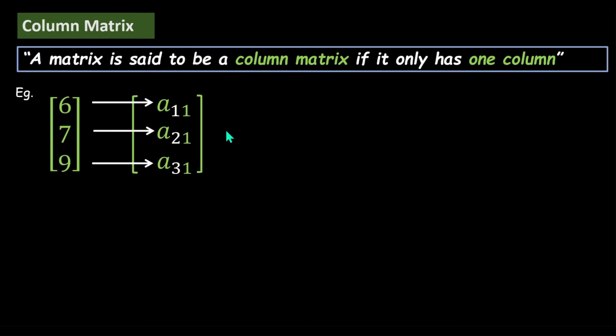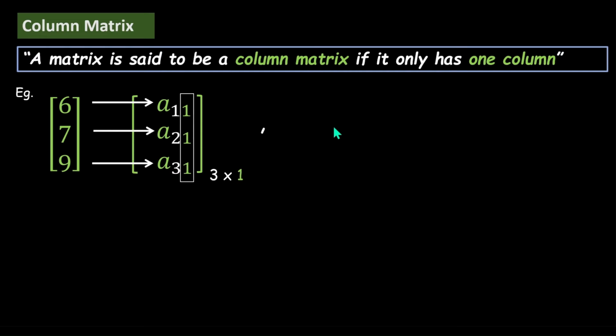What is to be noted in this is that the column number 1 remains constant because it's a column matrix and it will only have 1 column, whereas the row number goes from 1 to 3 because it has 3 rows. The order of this matrix is simply 3 cross 1, where there are 3 rows and 1 column.